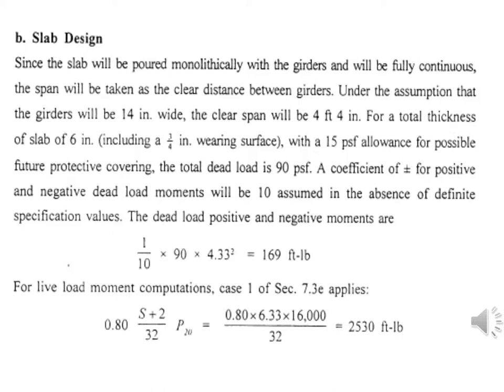The total dead load is 90 PSI. The coefficient for the positive and the negative dead load moments will be 1/10. The dead load positive and negative moments can be calculated as 1/10 multiplied by 90 multiplied by 4.33 squared, equal to 169 foot-pounds. For the live load moment, the computation case 1 in section 713 is applied: 580 multiplied by (S plus 2) divided by 32 equals 580 multiplied by 6.33 minus 16,000 divided by 32, equal to 2,530 foot-pounds.